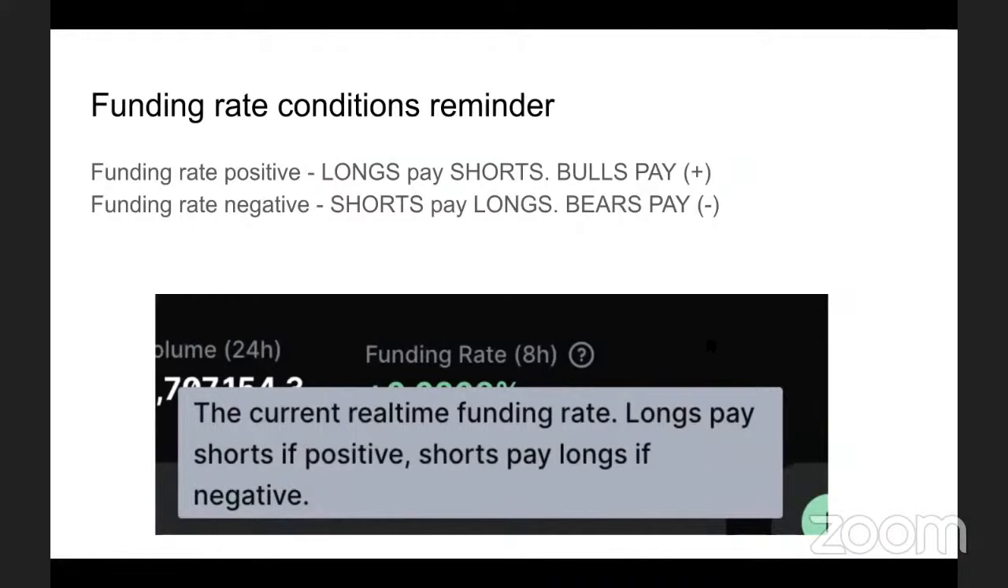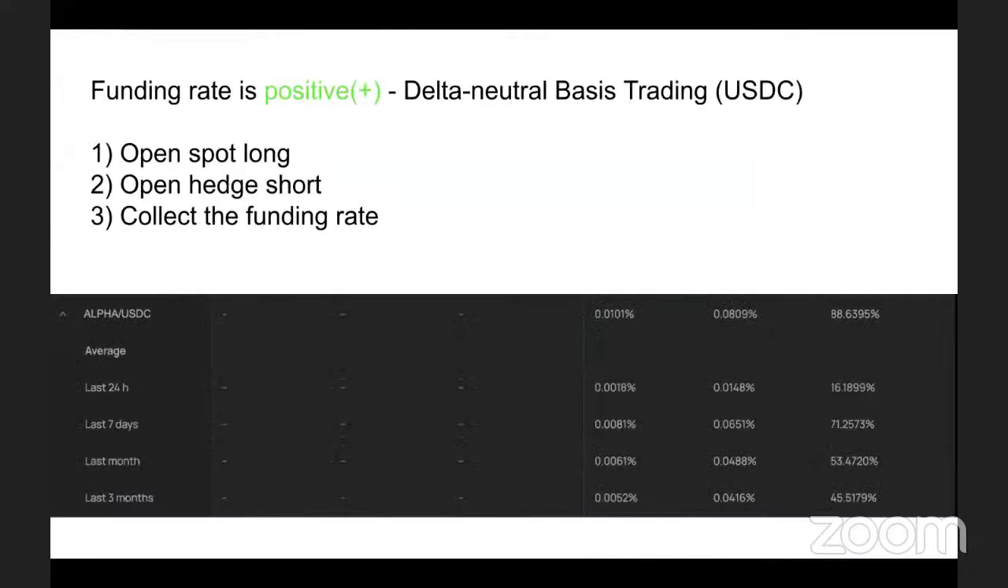But what does it mean for your actual strategy? You see these numbers and, well, what's next, right? So what are the next strategies you can build? The first one is when the funding rate is positive. That will be my first example. Then you can build a delta neutral basis trading strategy.